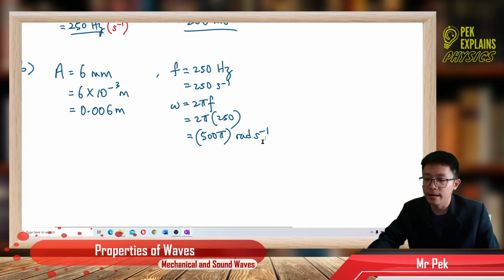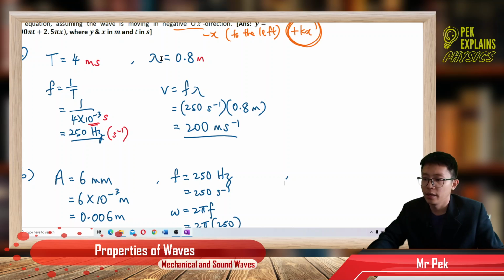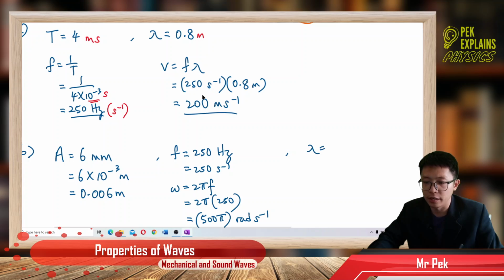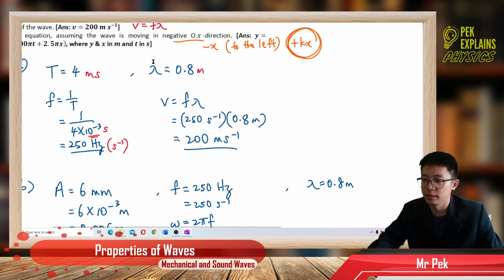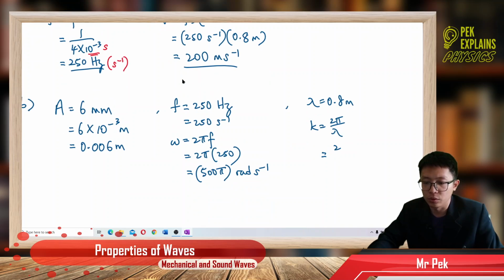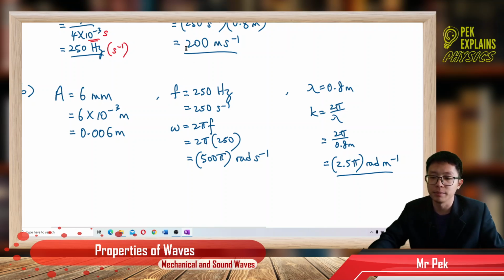Now, what is my wave number? I need to find the wave number also. I have my wavelength, 0.8 meter. So my k is 2 pi over lambda, so 2 pi over 0.8 meter. My answer is 2.5 pi radian per meter. Because my lambda is in meter, my k is per meter.